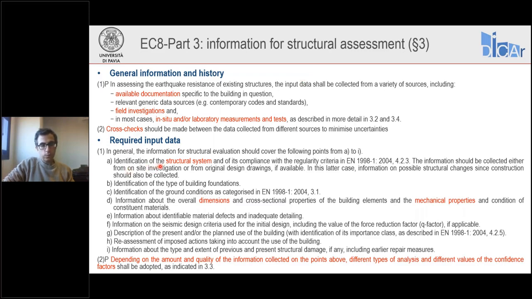Here, Eurocode 8 is asking you to find information regarding the structural system, the dimension of the building, and of the structural elements which are resisting the loads. It's asking you to collect information regarding the mechanical properties of the material, plus a list of other information such as possible material weaknesses, inadequate detailings, and so on. Now, the most important sentence of this part is the last one, which says that depending on the amount and quality of information collected, different types of analysis and different values of the confidence factor have to be adopted.